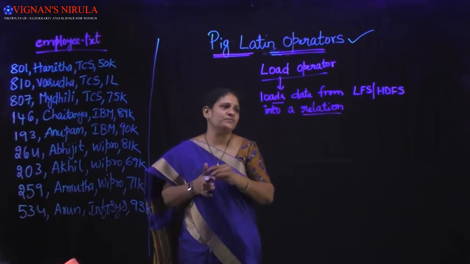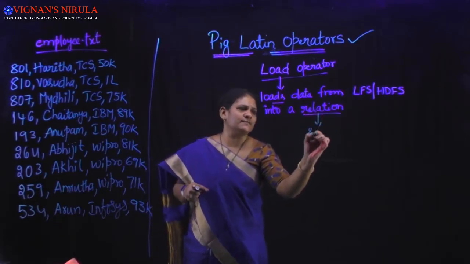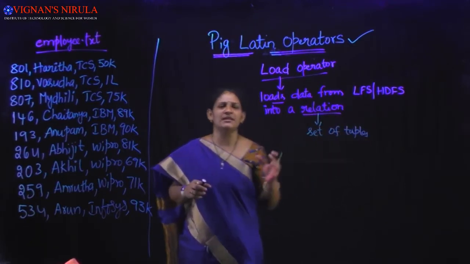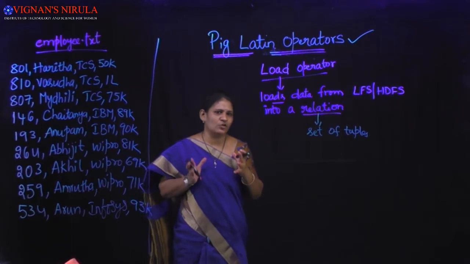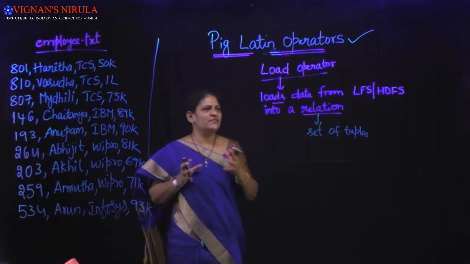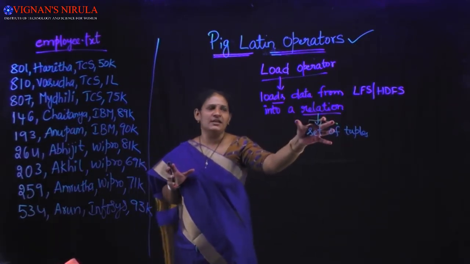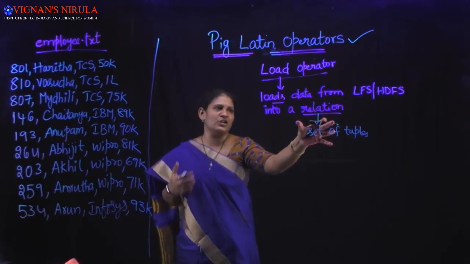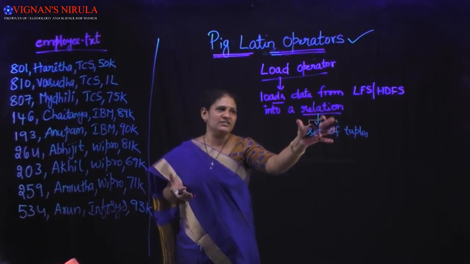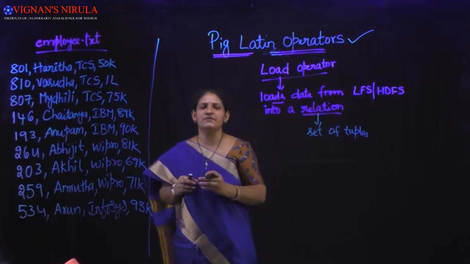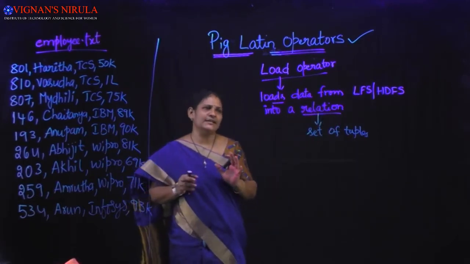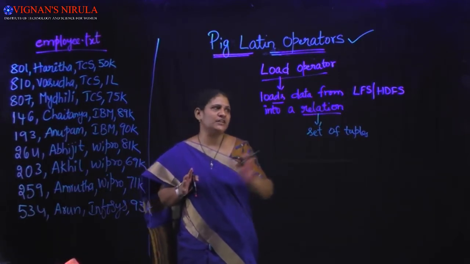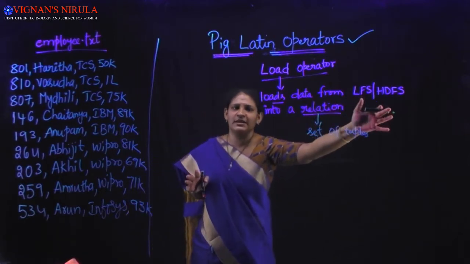A relation is nothing but a set of tuples, and you can call this relation a temporary buffer. Whenever data is stored in this relation, it is volatile data. If we close the grunt shell or shut down the system, whatever data is present in this relation will be deleted. So it is actually a temporary buffer. The permanent storage of the data will be in either the local file system or the HDFS file system.